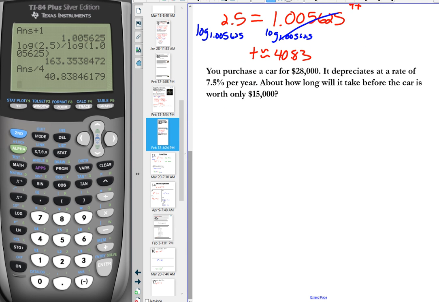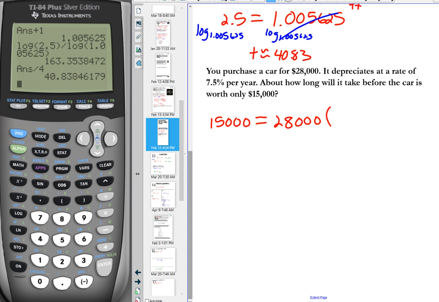You purchase a car for $28,000. It depreciates. What does that mean, depreciate? Yeah, that's going down. Appreciates means goes up, depreciates means goes down. So here, find how long before it's worth only $15,000? So 15,000 is equal to, it started off at 28,000.